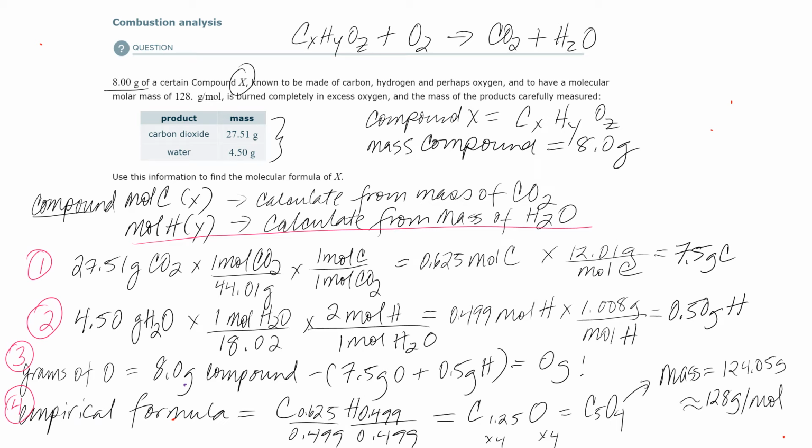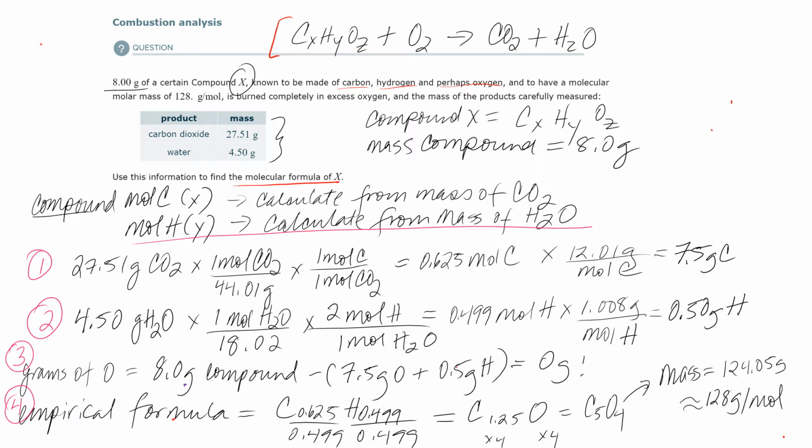I'm going to show you how to use combustion analysis to solve a fairly complex problem, which is figuring out the molecular formula of X. What is X? It is some compound that is made of carbon, hydrogen, and as it says here, perhaps oxygen. So we can represent that formula as you see up here, and we're just going to call it CxHyOz. And we're trying to figure out the formula of this compound.